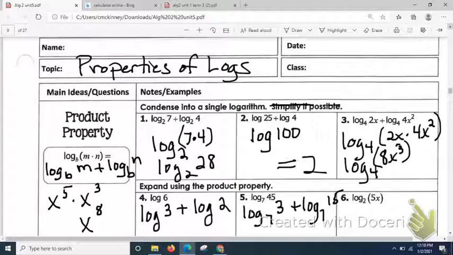In number 6, though, it's just a 5 and an x, so this one has only one possible answer. I suppose you could switch the order. 5x is the same as 5 times x, so remember that multiplication goes with addition. So that's the same as log base 2 of 5 plus log base 2 of x. That's our product property. Remember, multiplication goes with addition.